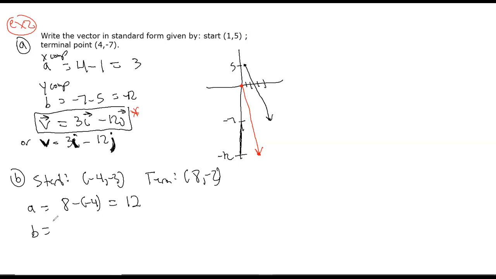Then the b, which is the y component, that's the difference of the y's, terminal minus start, so negative 2 minus 3, which is negative 2 minus 3, which is negative 5.